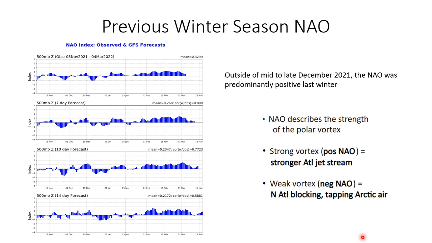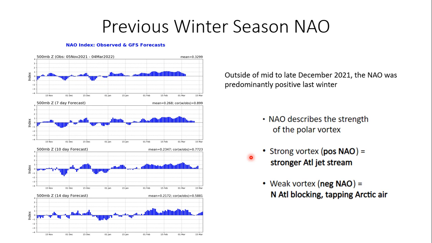Here's the previous winter season NAO. Isn't this just crazy? I would say, though, outside of mid to late December of 2021, last December, the NAO overall was predominantly positive last winter. See the blue bars here? Blue bars are above the zero line on the positive value side of things from 1 January right on through 1 March. Not super strongly positive, but it was positive nonetheless. The only negative time that we had really of last winter was late December. That was it.